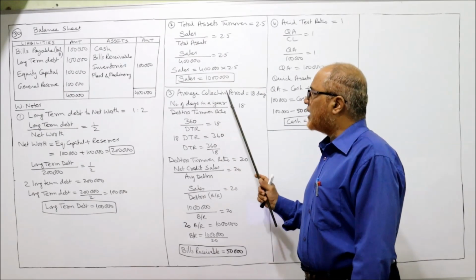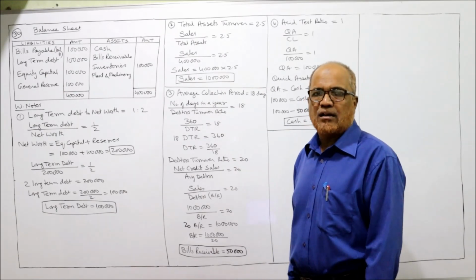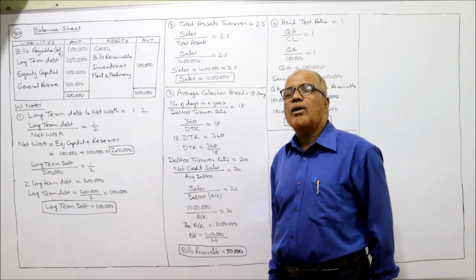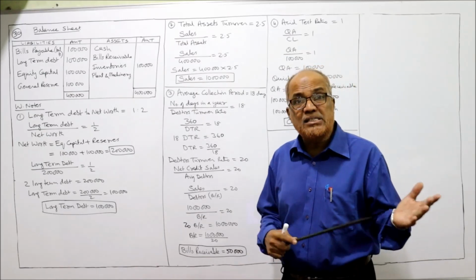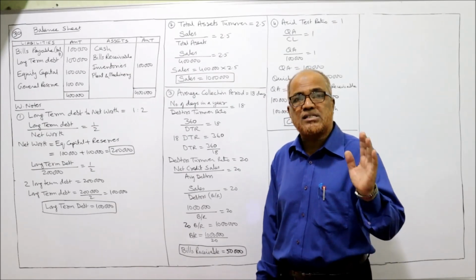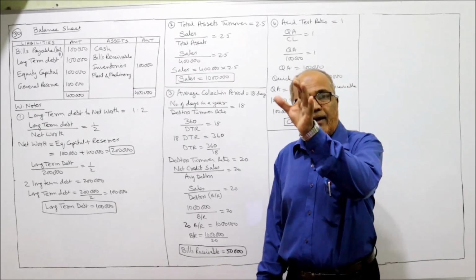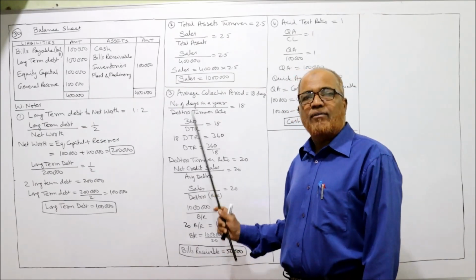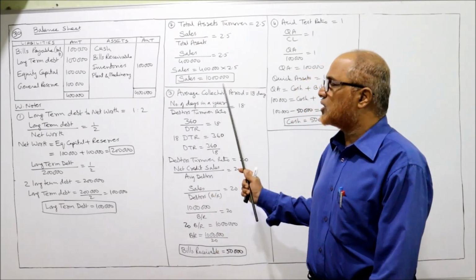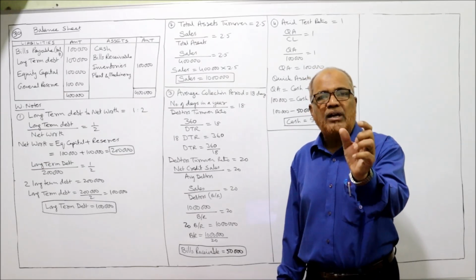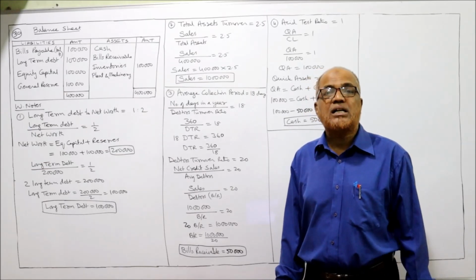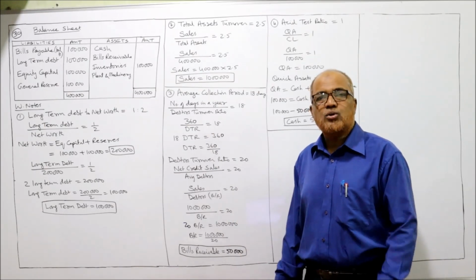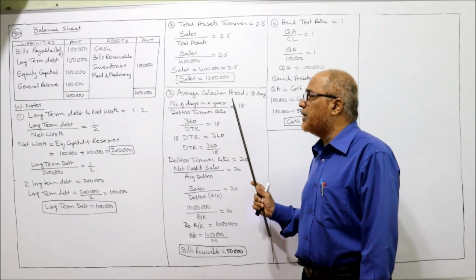Next, average collection period is 18 days, given in the problem. So what is the formula for average collection period? You have the list of formulas which I have given in the first starting videos, where I explained all the formulas of different ratios. The average collection period formula is number of days in a year divided by debtors turnover ratio.